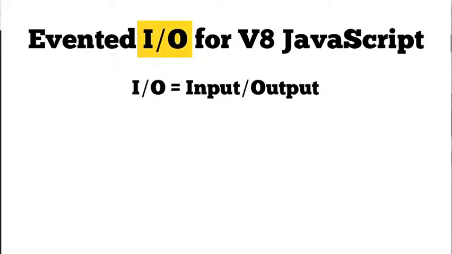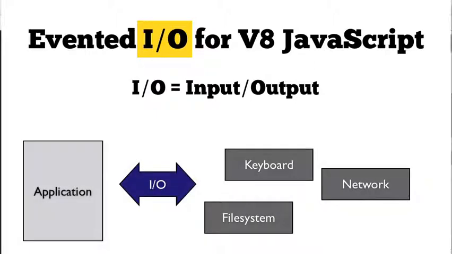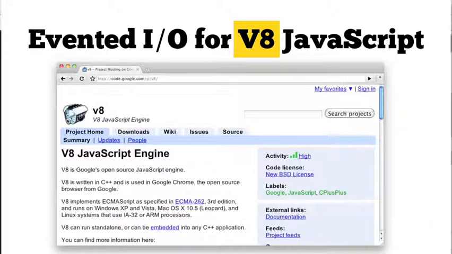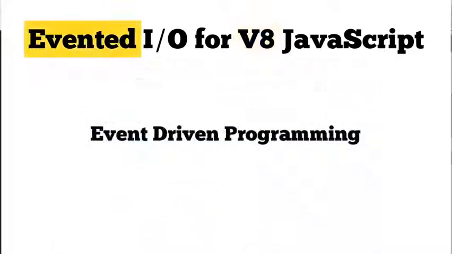I/O means input-output, which are the parts of your application that communicate with the rest of the computer or the rest of the world. Things like keyboard input, writing to the screen, and network communication are all considered I/O. Now V8 is a JavaScript engine which interprets and runs your code, and it's what Node runs on top of. Node is a library or an environment that allows you to write your applications in an event-driven way.